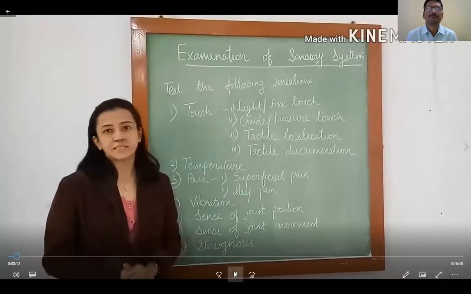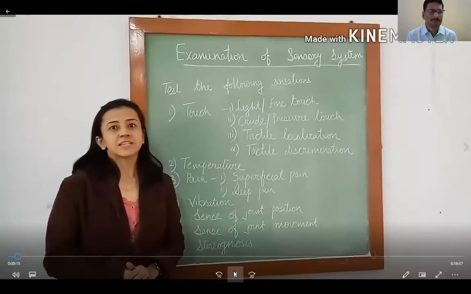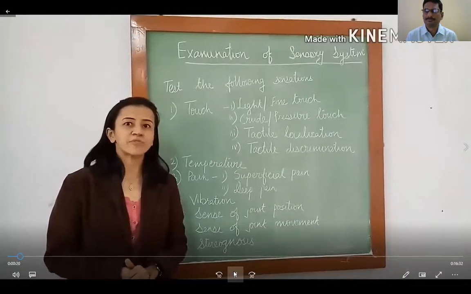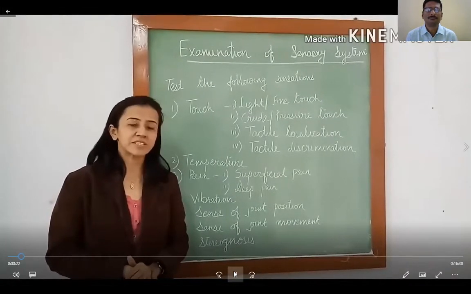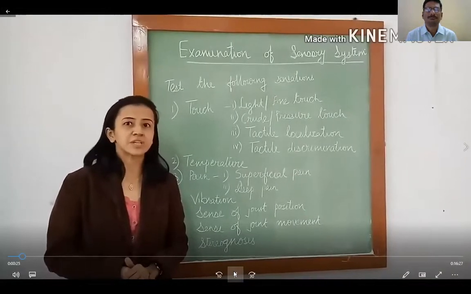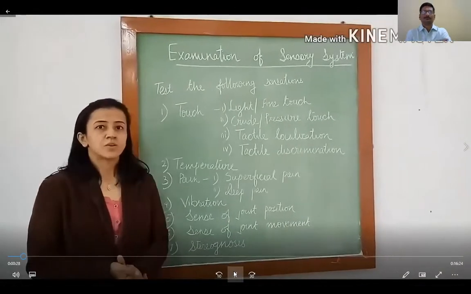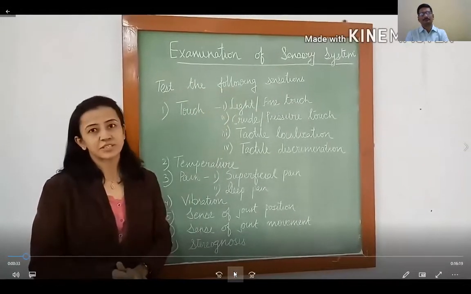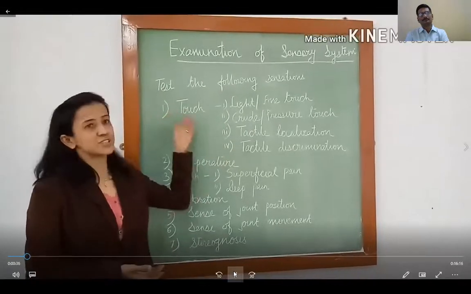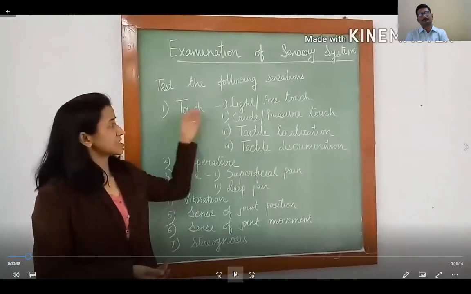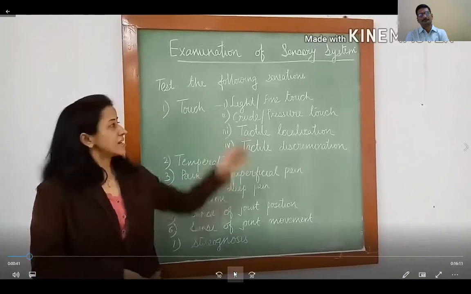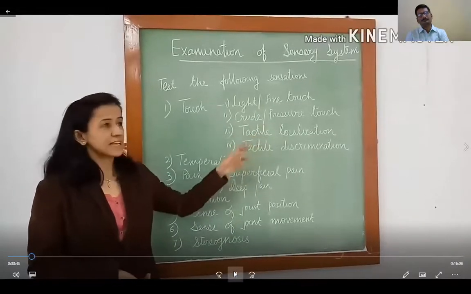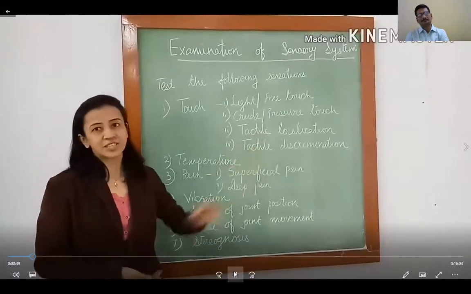Examination of sensory system. Sensory information is perceived by sensory receptors. Sensory receptors are modified type of nerve endings, and through sensory pathway, this information is transmitted to the central nervous system. The following sensations will be tested for the sensory system examination. They are: first is touch sense. Here, touch sensation is tested under the following headings: light or fine touch, crude touch also known as pressure touch, tactile localization, and tactile discrimination.